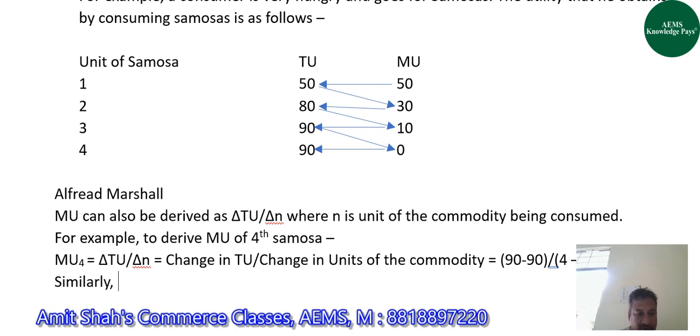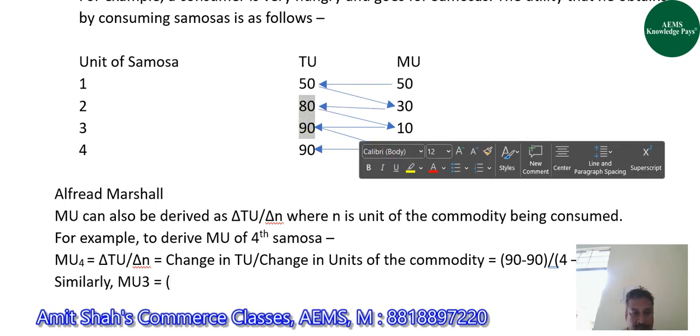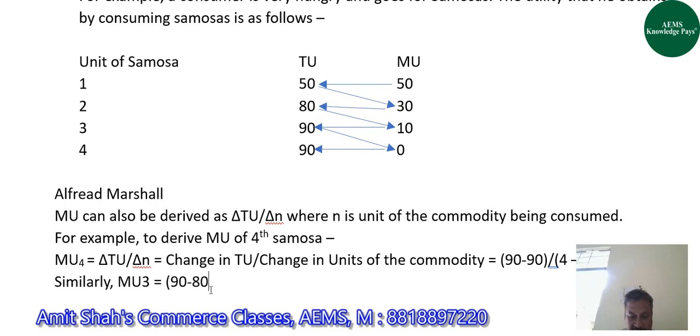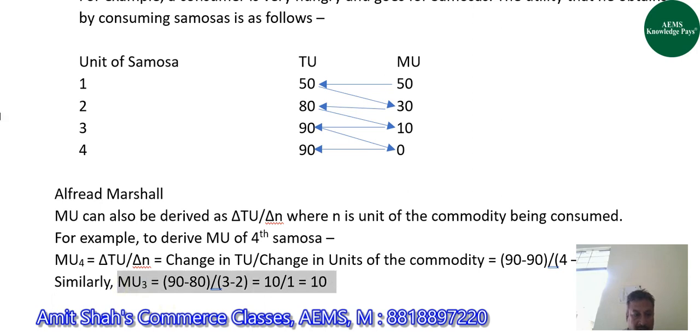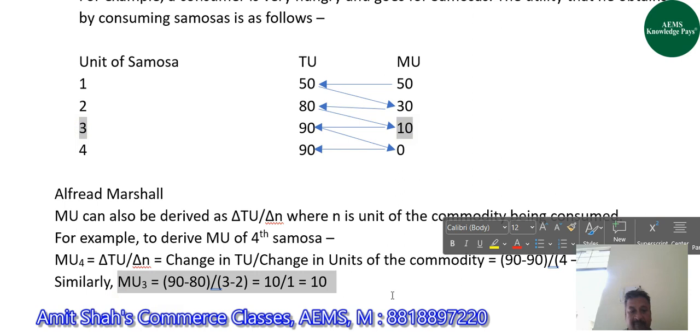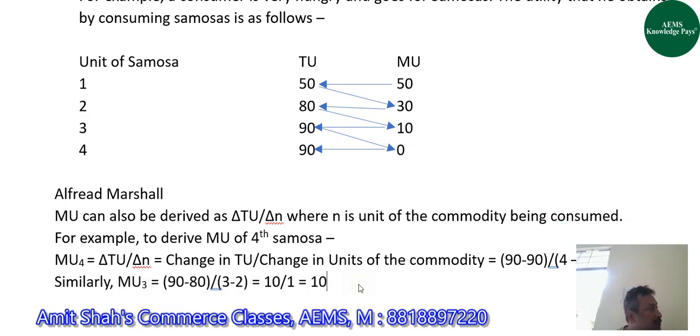Similarly, MU of the third samosa is TU of 3 samosas minus TU of 2 samosas, that is 90 minus 80, divided by 3 units minus 2 units, that is 10 divided by 1, which means 10. So MU of the third samosa we have got as 10. I hope you all have got this. Yes or no?